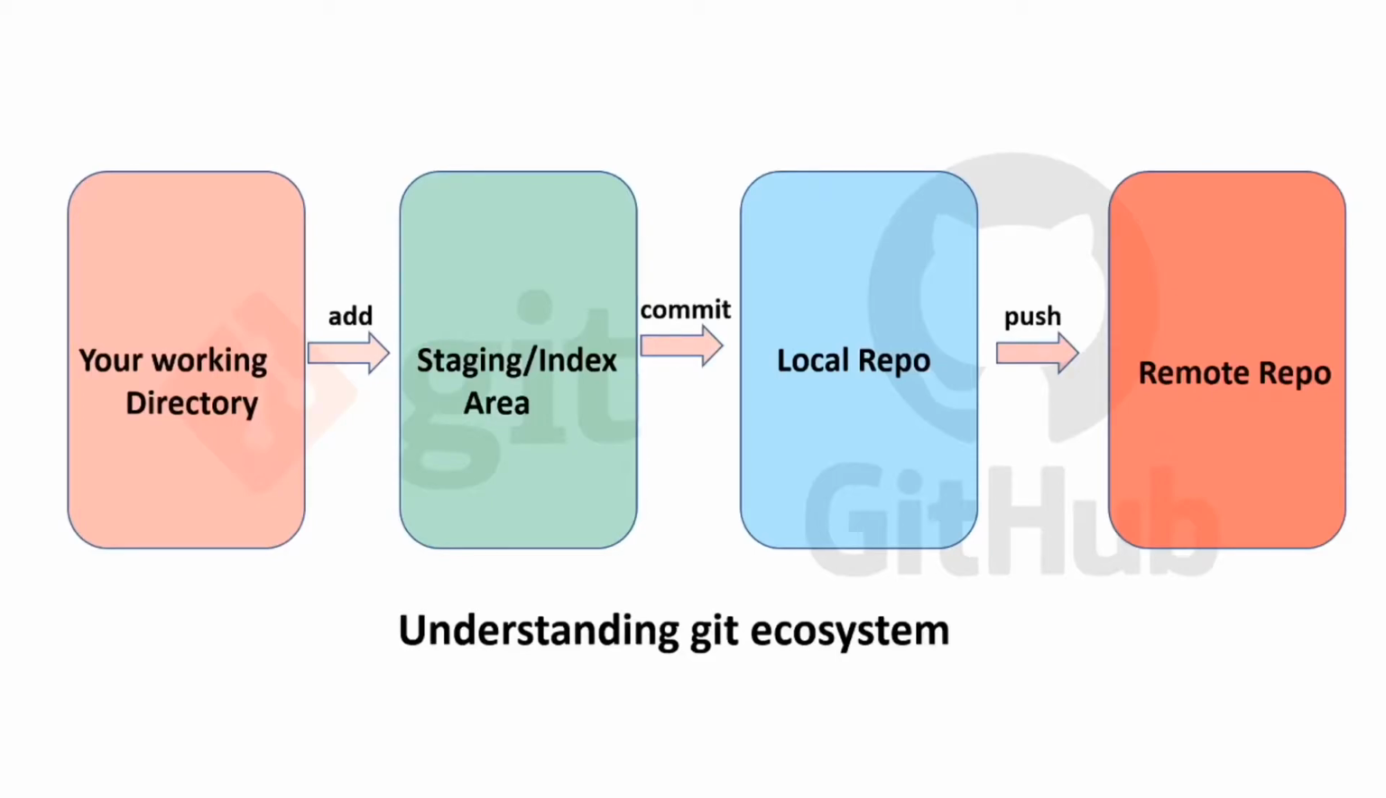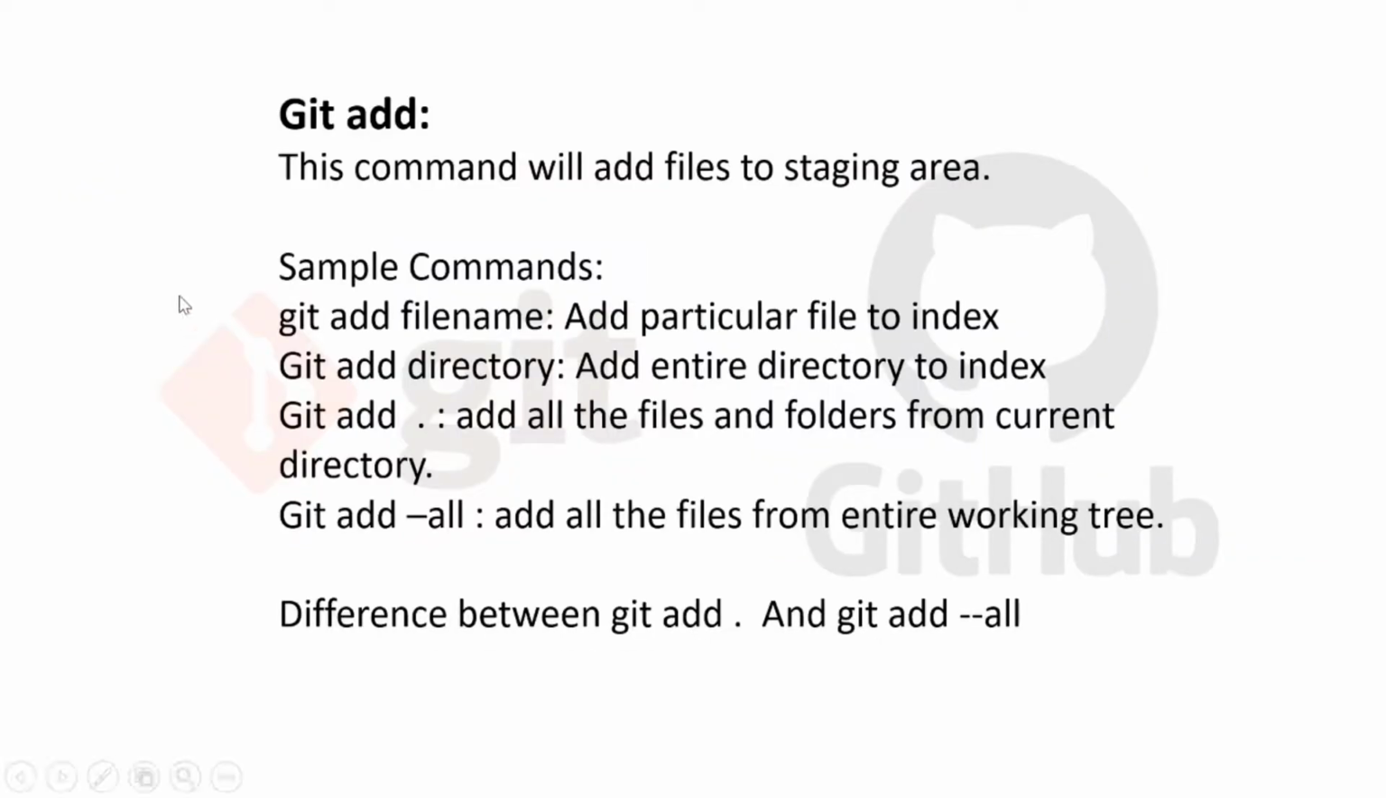Staging area is a checklist where you will see what changes you want to move to the local repo. So the simple git add command can stage your changes from the working directory to the staging area. Let's see what commands there are. You can stage only a single file or a complete directory, or add all the files in one directory. So git add dot, git add hyphen hyphen all. We'll see the difference between git add dot and git add hyphen hyphen all.